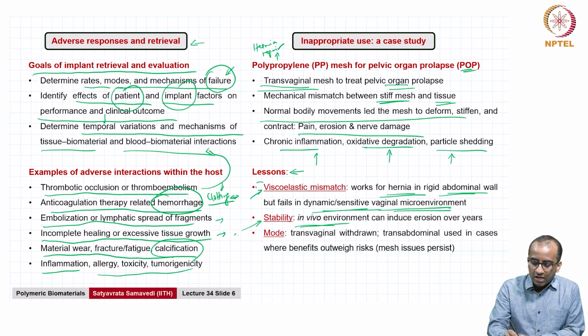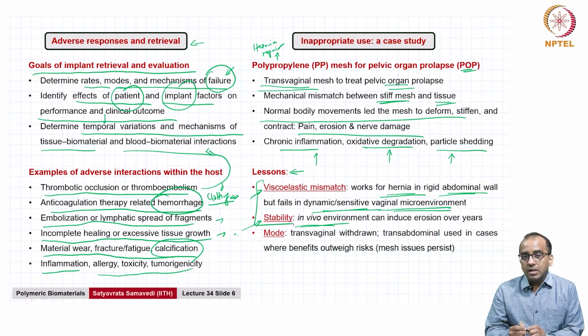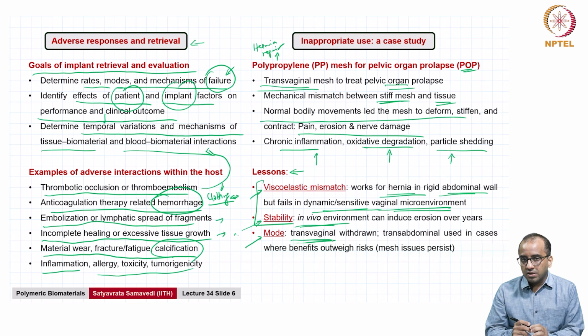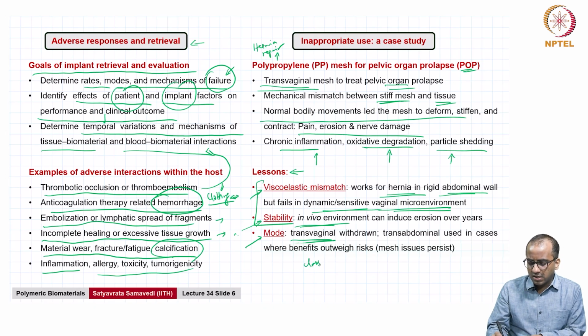Now, these two have to do with the material itself. There is one more aspect to be considered here, which is another lesson to learn, which is the mode of implantation. The mode here was the transvaginal mode. There is also the transabdominal mode. The issues noted with the transvaginal implantation were so severe that in 2016 or so, the FDA had to reclassify this as a class 3 device, and what class 3 is, etc., we will look at very shortly in this lecture itself.